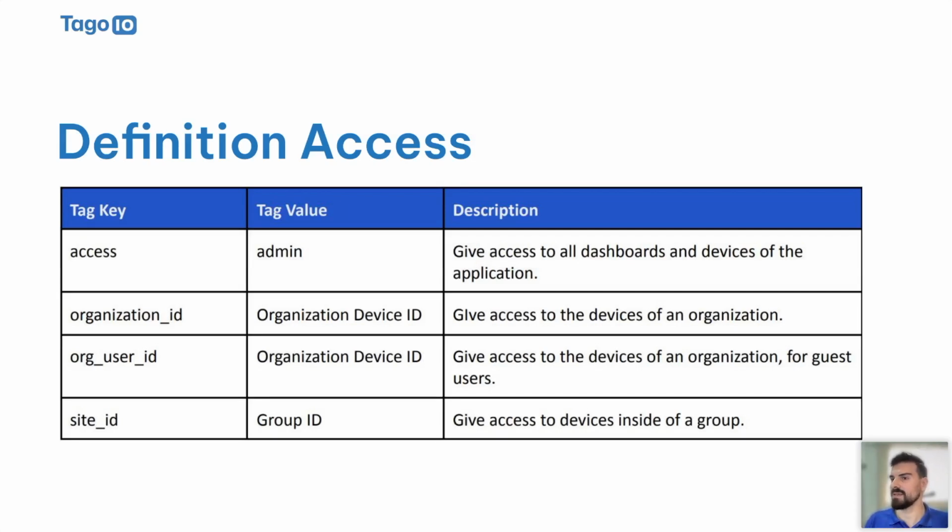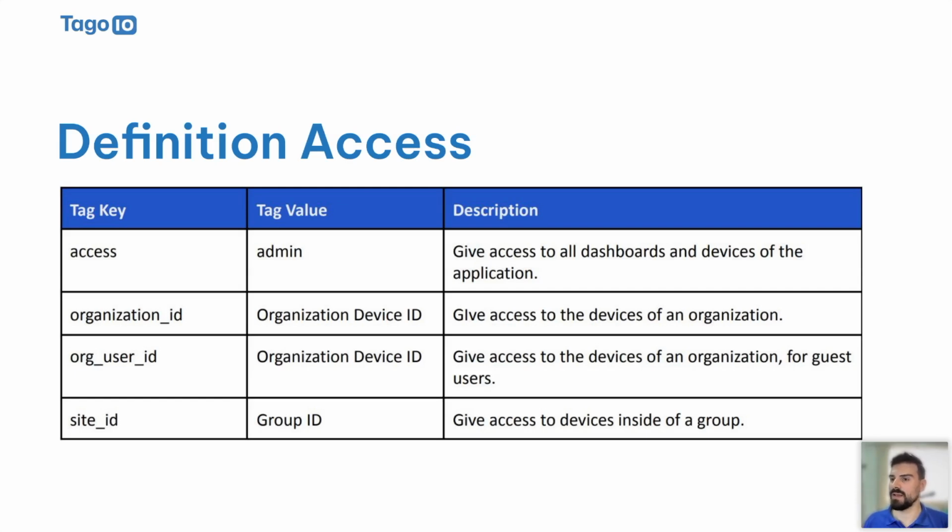So the first tag is access. The value is admin. Whichever user has this permission is going to be the top administrator. He's going to be able to see all organizations, all groups, all sites, all sensors, right? And he's able to create users below him. So he's able to create a guest user, and he's able to create an organization administrator.